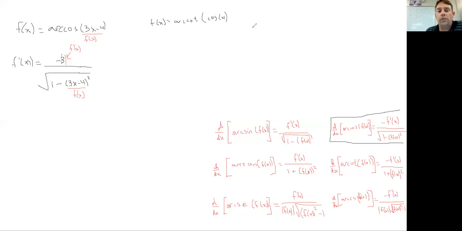Arc cotangent of cosine of x. Find the derivative of that. And then also go ahead and find the derivative of, well, let's try arcsecant of x squared plus 3x. All right, go ahead and pause the video and see what you can come up with. Go for it.